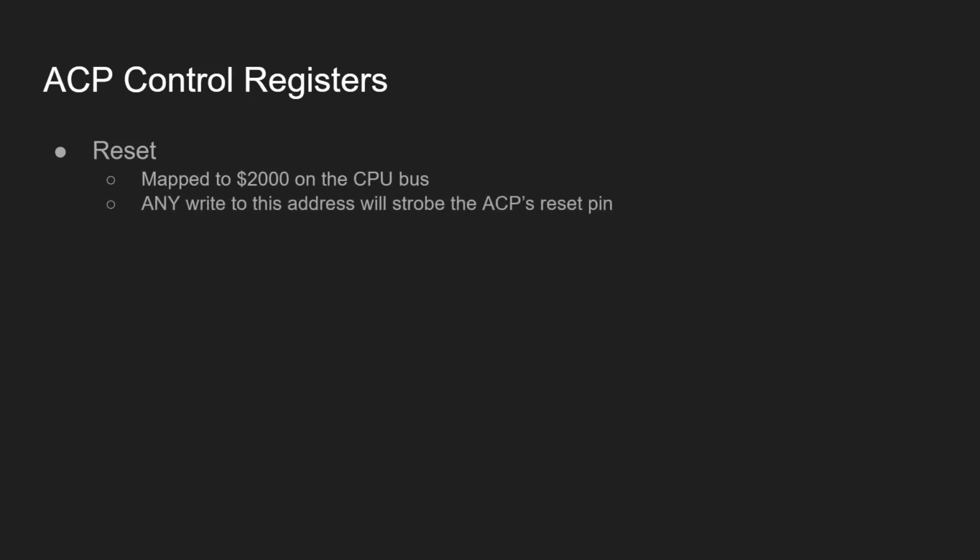The reset signal functions for the ACP much the same as hitting the reset button on the GameTank. When the CPU writes to hex 2000, the ACP will drop what it's doing and jump to the start of its reset handler. This will be used after loading a program into the audio RAM to initialize the ACP.